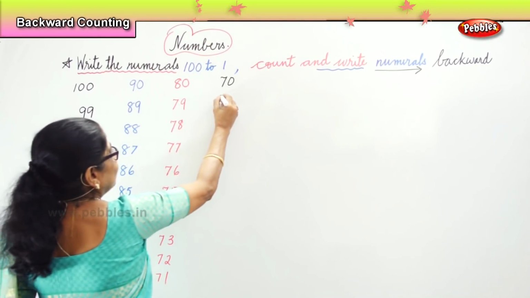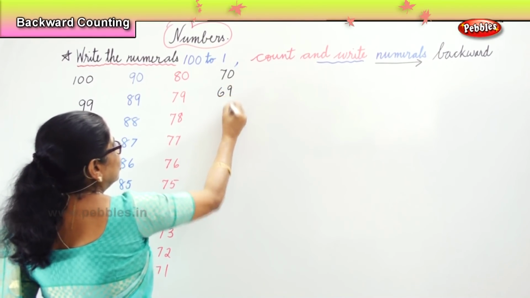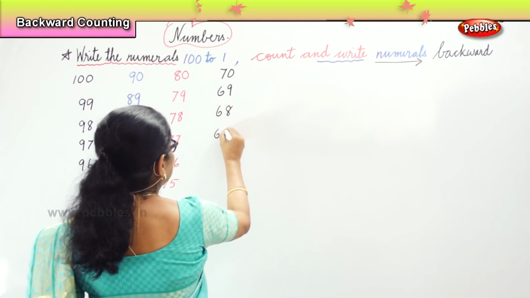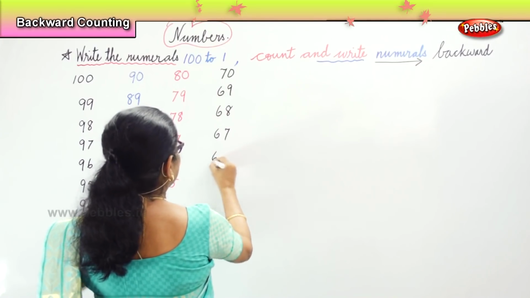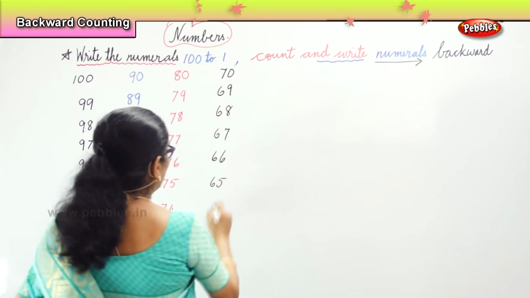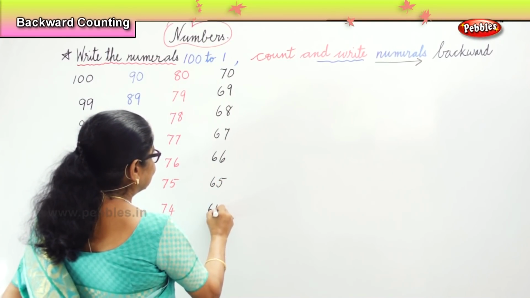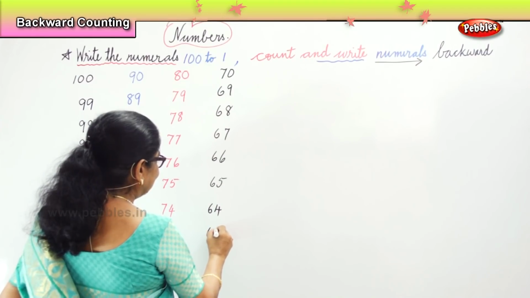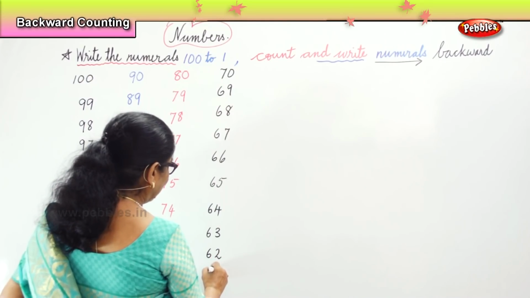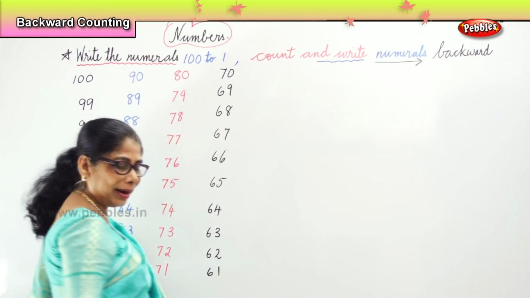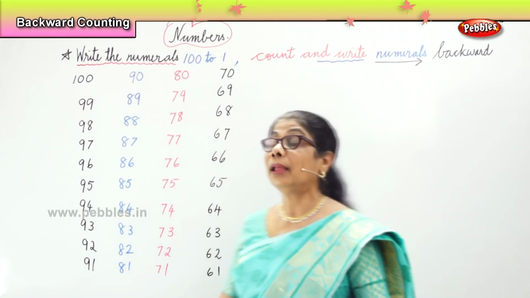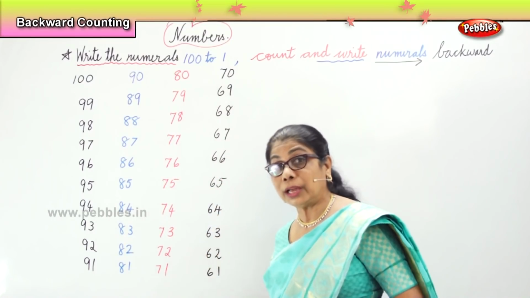70. One less. 69. Good. One less. 68. One less. 67. One less. 66. One less. 65. One less. 64. One less. 63. 62. And we come to the numeral 61. We learn to count. We learn to write numerals backward counting.